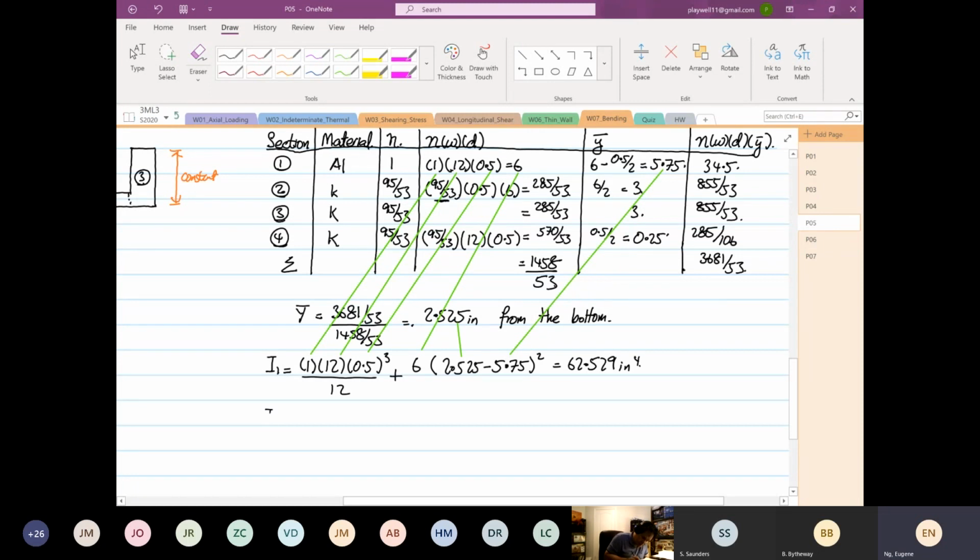Right? Then you calculate. Then you have I2 is equal to I3. You don't need the figure. You don't need to look at the diagram at all. So 95 over 53 multiplied by 0.5, 6 cube divided by 12 plus 285 over 53 multiplied by 2.525 minus 5.75. No, minus 3. Hey, don't copy blindly. And squared. So this will be equal to 17.345.